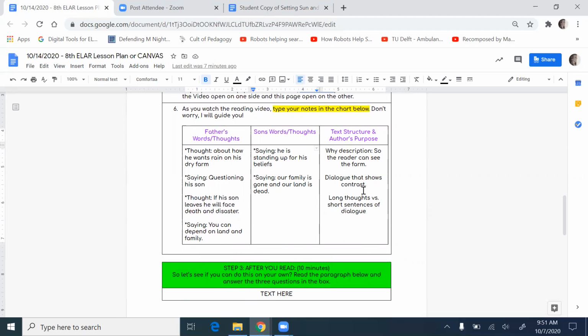I want you to turn and I want you to talk to your people. If you're alone, I want you to stop and think. Why did the author present it this way? What does he want his reader to see from this conflict? What does he want them to see from this contrast? All right. I'm not going to give you the answer to this one.